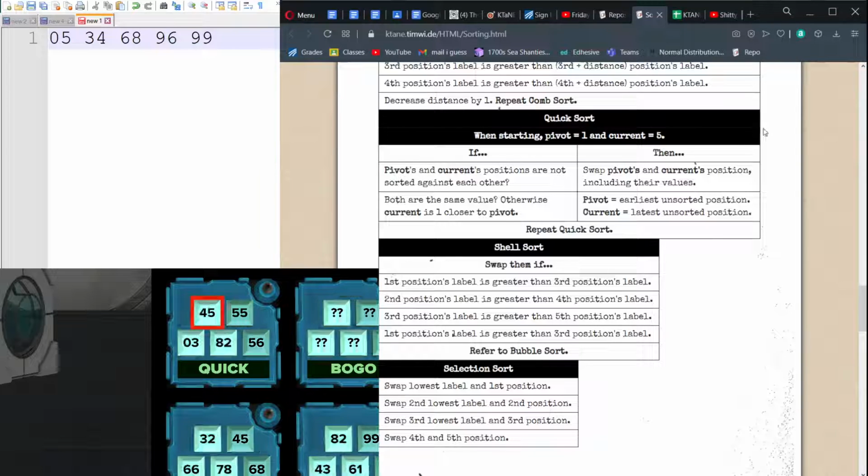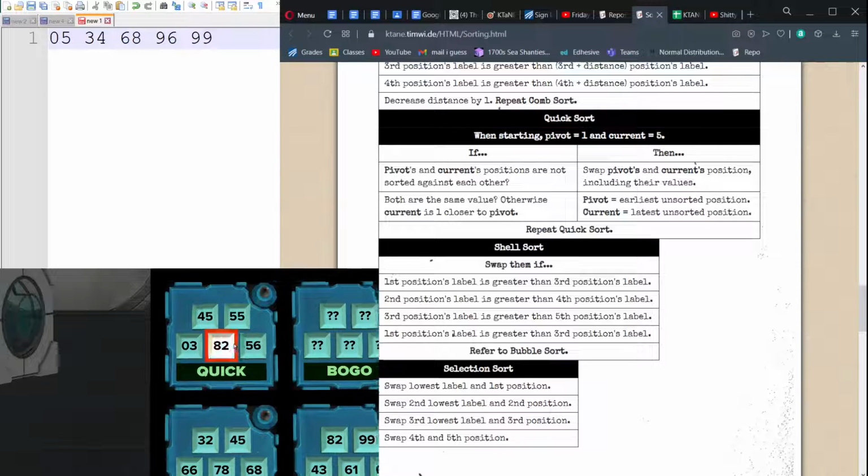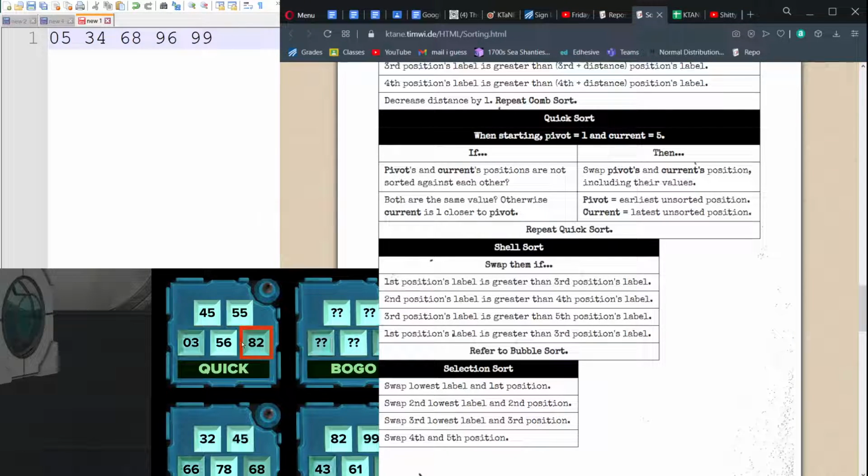Let's see. Yeah. So then you compare these two. 45 is not greater than 56, so then we don't swap these two. Oh, sorry. I said 45 was the earliest unsorted position, but I was wrong, because I can't count. 82 is the earliest unsorted position, so we swap these two, because those two are the unsorted. And then we swap 55 and 56, because those are the only unsorted terms.